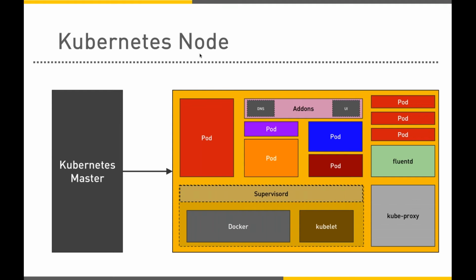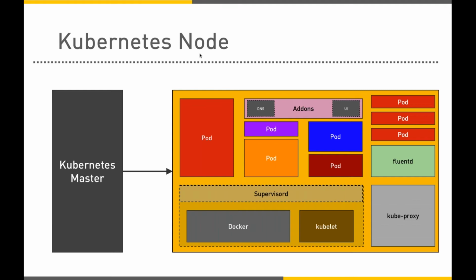So when a pod definition is submitted to Kubernetes Master, it is going to be deployed. It is going to be scheduled on one of the Kubernetes nodes. It's actually called a worker node. And this worker node has certain components.